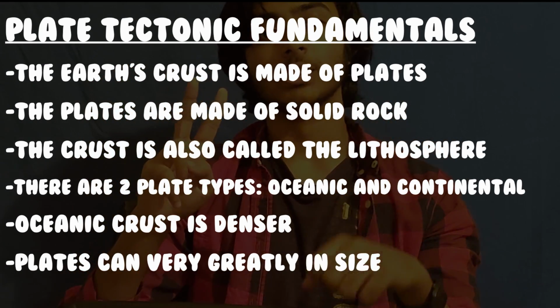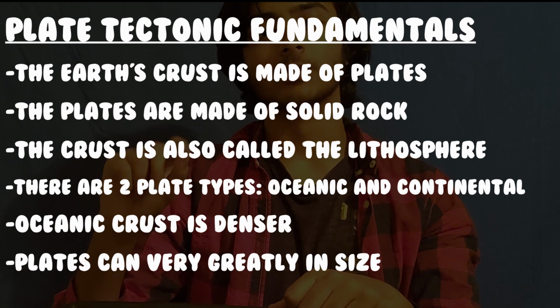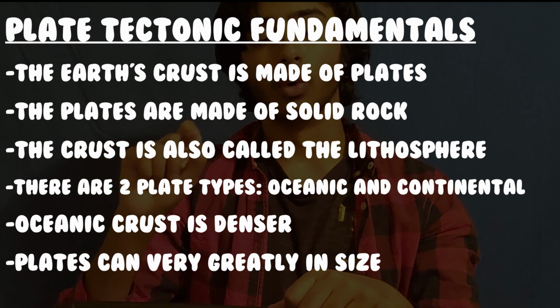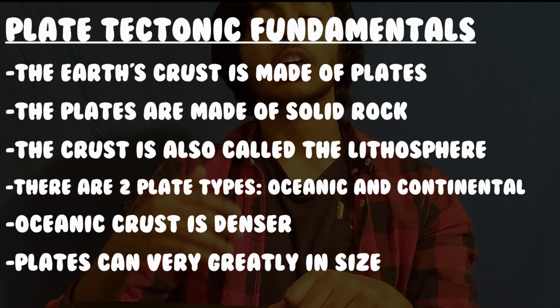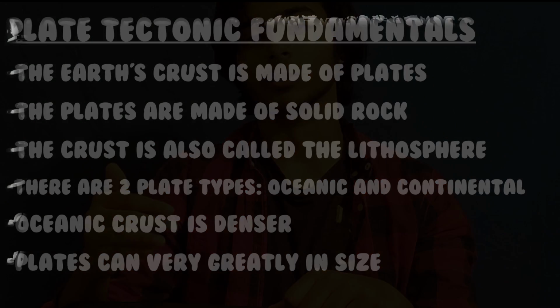There are two types of plates, oceanic and continental. Oceanic plates are the ones found below the ocean, while continental ones are the ones found below continents. Oceanic plates are always going to be denser than continental plates. Additionally, plates can differ in sizes. Some plates can be a few hundred kilometers across, and some can even go up to thousands.